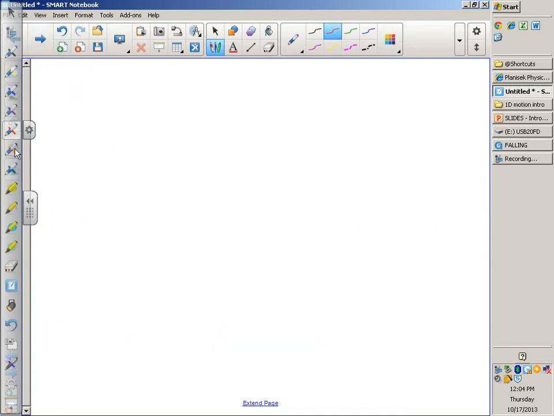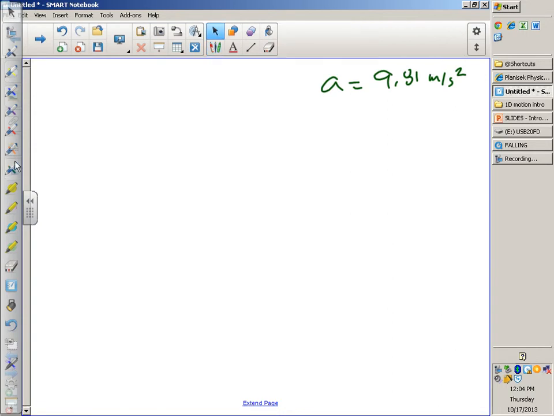Because we said gravity causes an acceleration of 9.81 meters per second squared. So we just talked about a situation where gravity can cause an object to go that much faster. But what else can gravity do? Make it go that much slower, right?